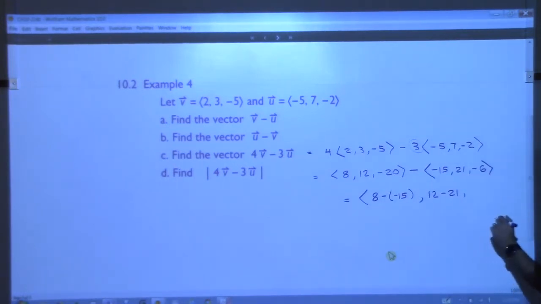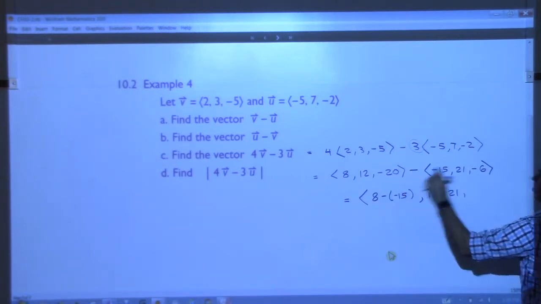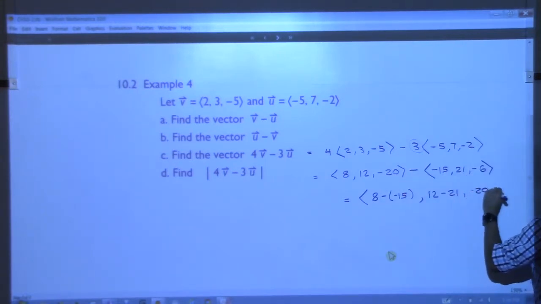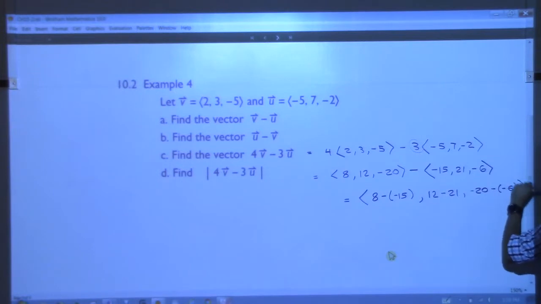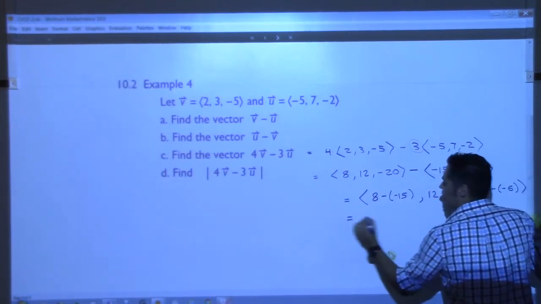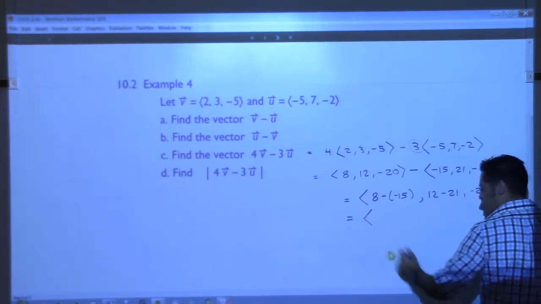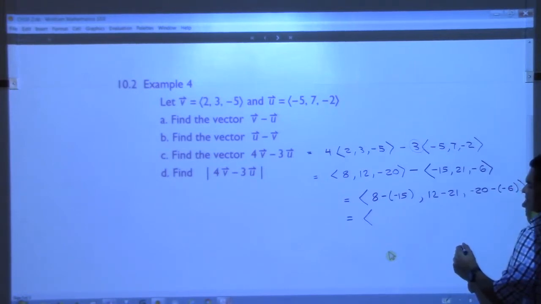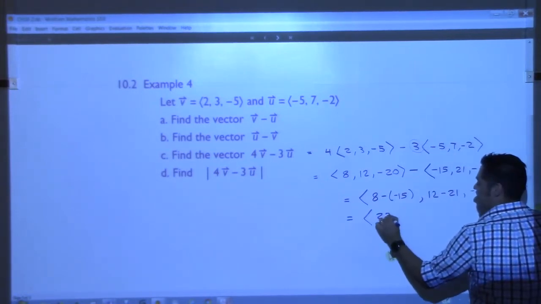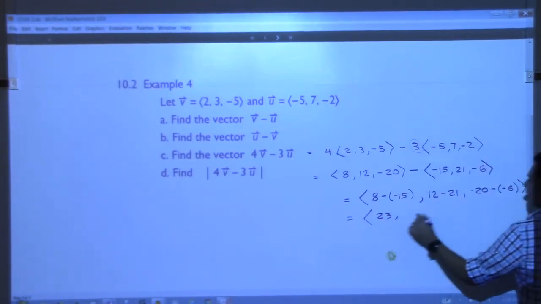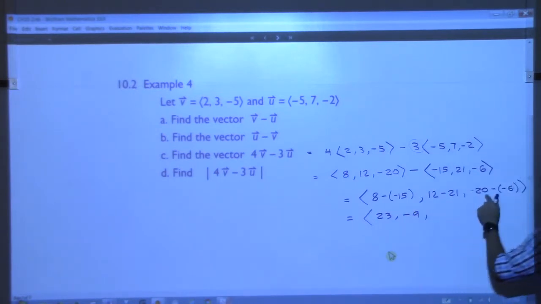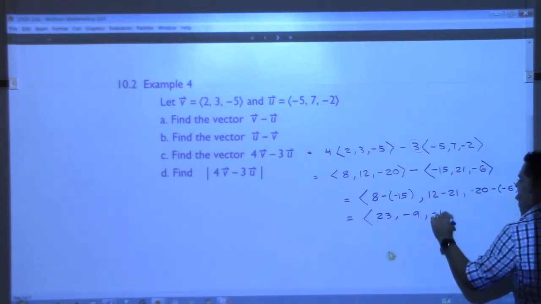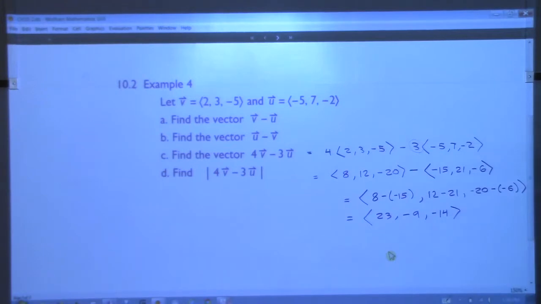All right, can I continue? Yes. Okay, so -20 take away -6. And at the end of the day here we get 23, -9, -14. All right, there we go. So that's just practicing with some arithmetic, right?